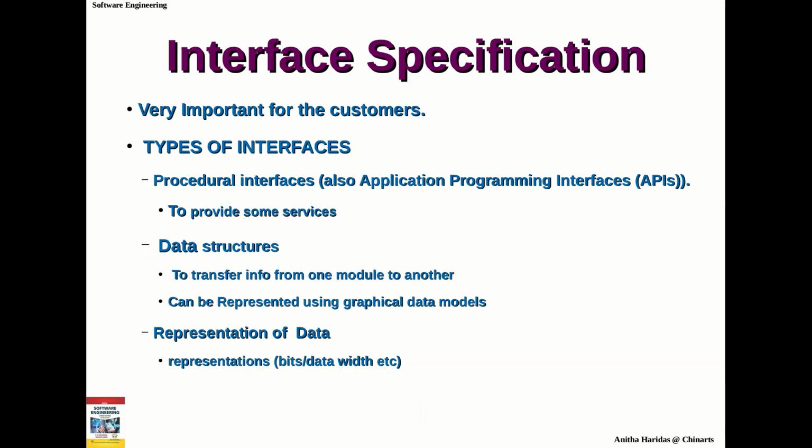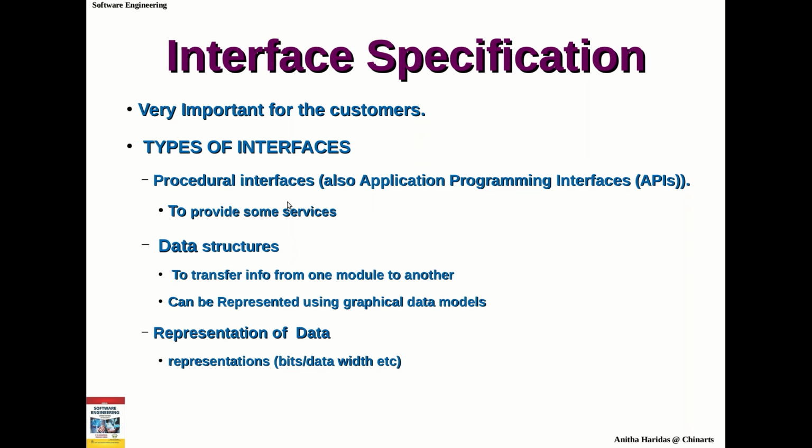Now, apart from these requirements, the interfaces can also be specified in your SRS. So, there are different types of interfaces we will be using. One of the interfaces will be the procedural interface, right? If you want any kind of programming interface, say for example, if I want an online payment facility for my software, you need a payment gateway, which can be called an application programming interface. So in general, the procedural interfaces are interfaces which provide some services.